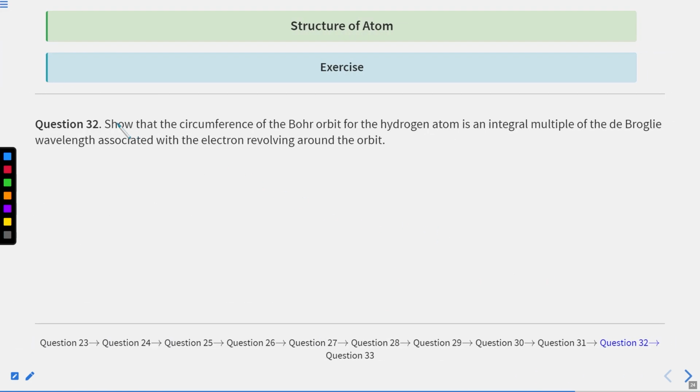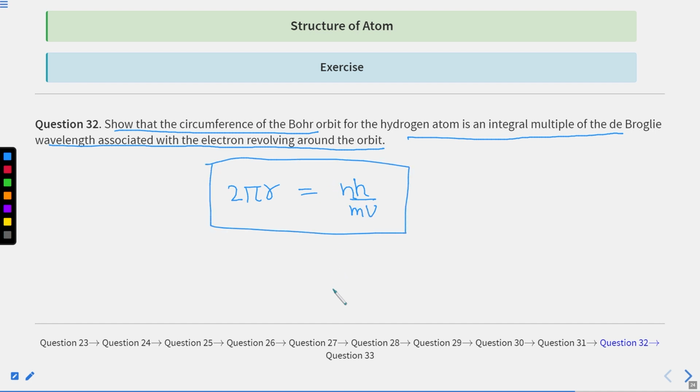Show that the circumference of the Bohr orbit for the hydrogen atom is an integral multiple of the de Broglie wavelength associated with the electron revolving around it. So what is written is that the circumference, that is 2 pi r, is equal to an integral multiple of the de Broglie wavelength. The de Broglie wavelength is h by mv. We have to prove this. Now we know from Bohr's postulate that mvr is equal to nh by 2 pi. Clear?